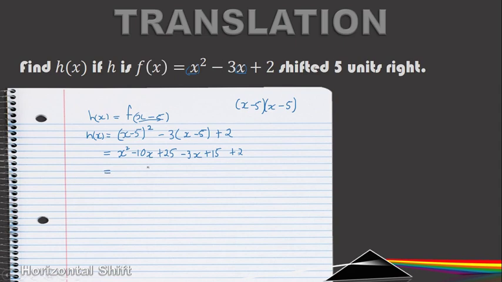So now we just add the like terms. We have x squared, then minus 10x minus 3x is negative 13x, then 25 plus 15 gives me 40, plus 2 is plus 42.